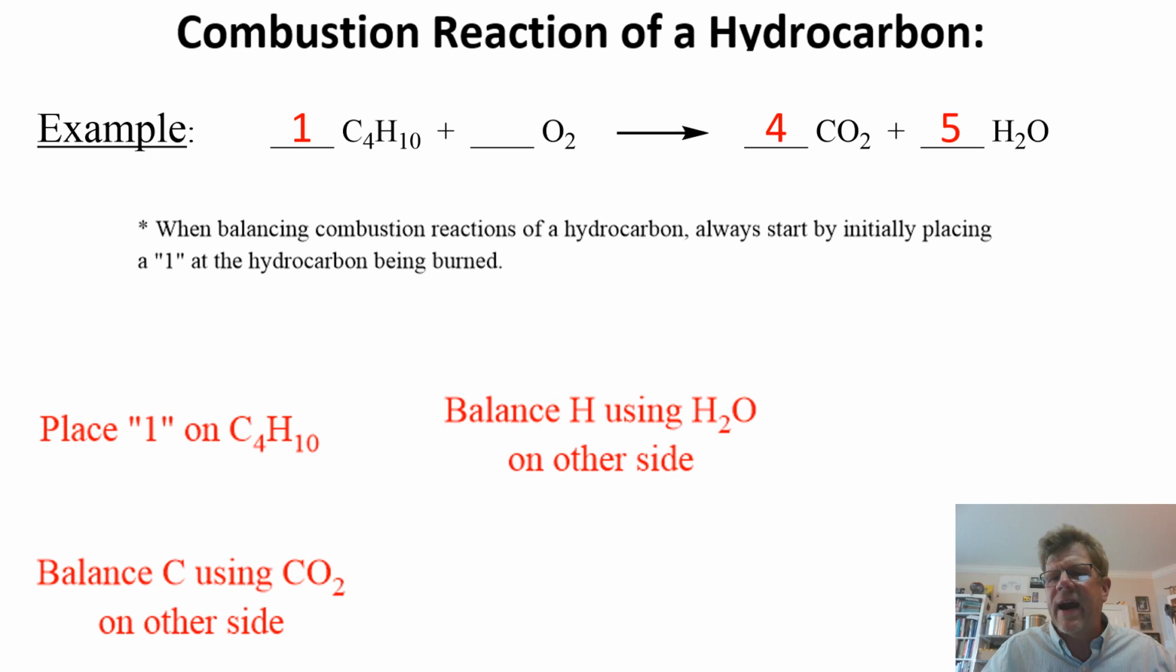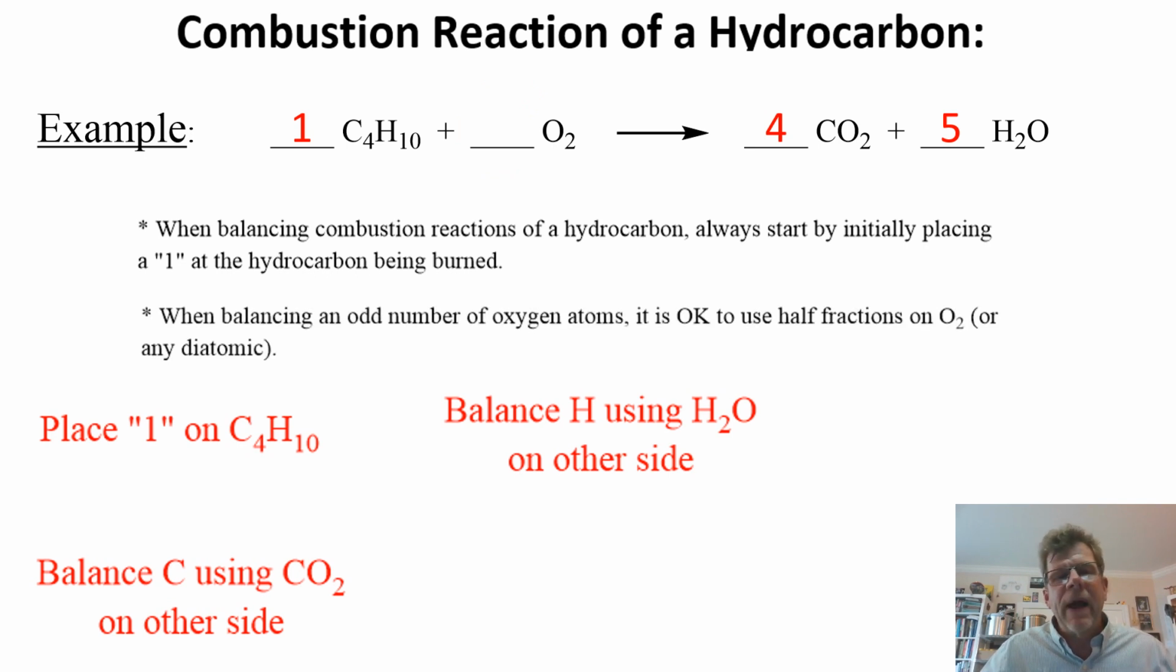13 oxygen atoms is an odd number. There's no way, by putting any numeral in this box, that I can come up with anything but an even number. So what do we do to get 13 oxygen atoms? Well, when balancing an odd number of oxygen atoms, it's okay to use what are called half fractions on any diatomic. Most of the time we'll be using this half fraction business on O2 because it is part and parcel of any combustion reaction of a hydrocarbon.